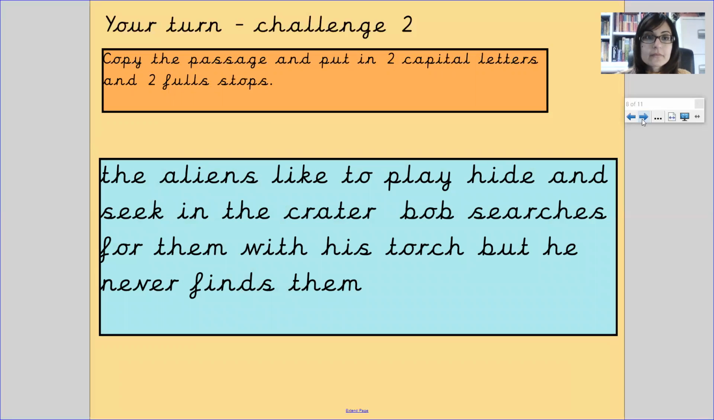Challenge 2. There's a second one for you. Again, you've got 2 capital letters and 2 full stops missing. The aliens like to play hide and seek in the crater. Bob searches for them with his torch, but he never finds them. So what are your 2 ideas here? So what are the aliens doing and what is Bob doing? Okay, so there's some clues for you there.